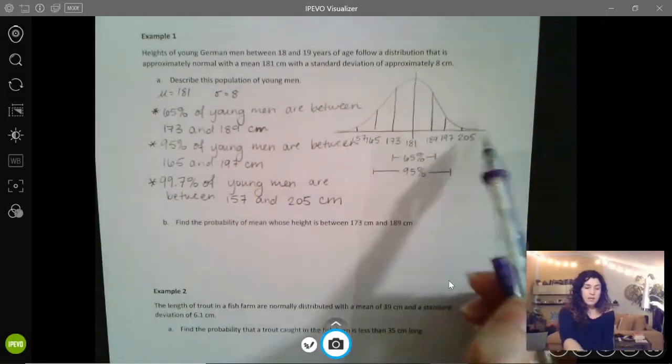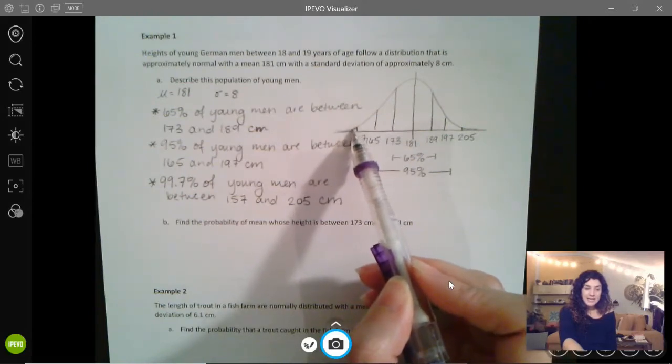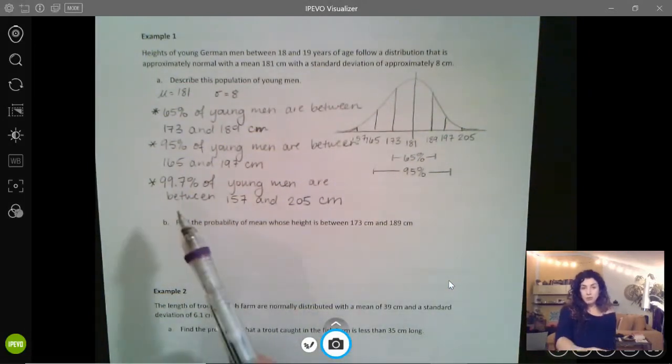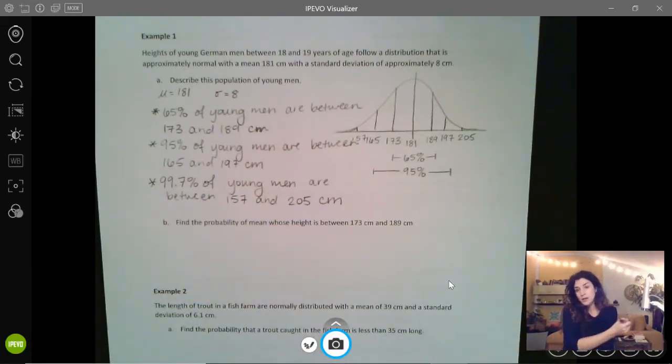If you wanted to talk about the small percentage that are outside in these tiny little tails, you would then subtract 99.7 from 100, and that's 0.3. But I think it ends up being like 0.25%, so you talk about 0.25% being outside of that scope, less than 157 and greater than 205.